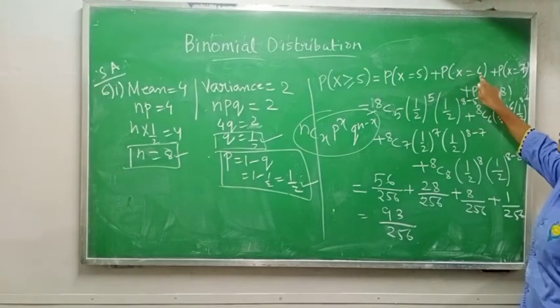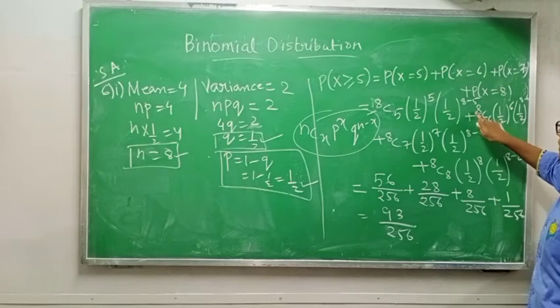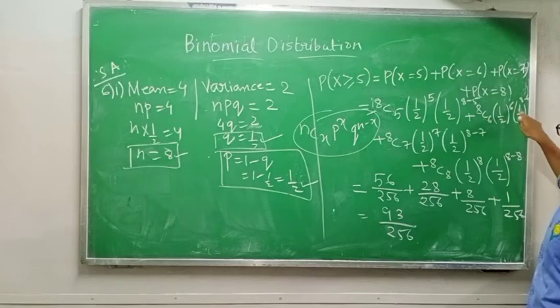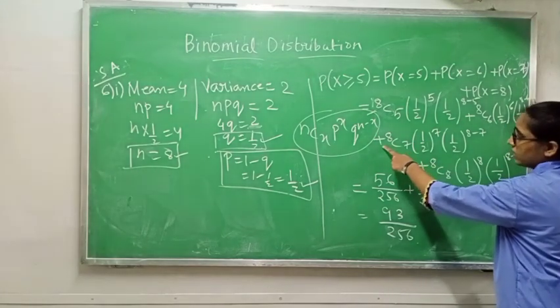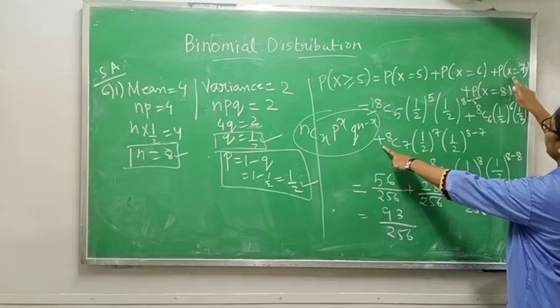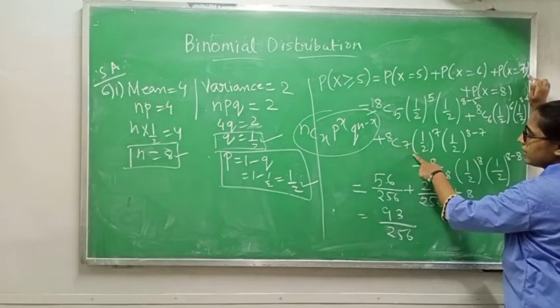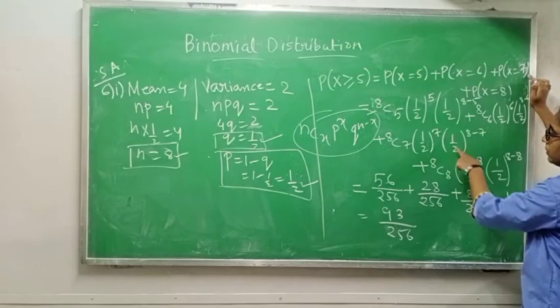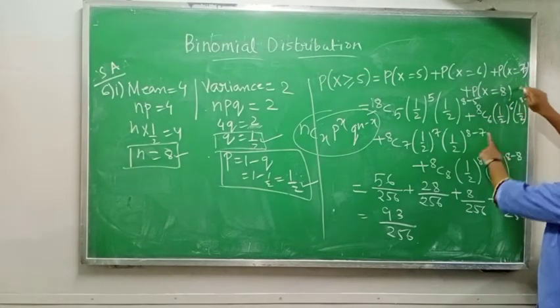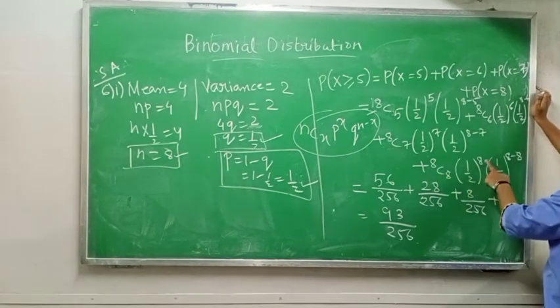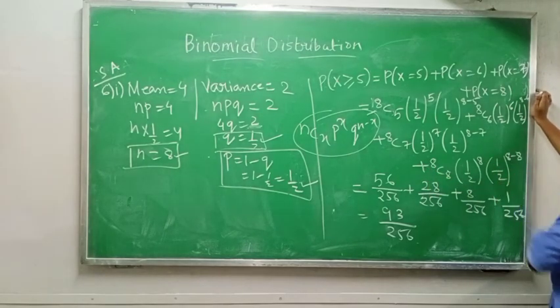I am writing P(x equals 6). Again, n will remain same, only x will change. So it will become 8c6, 1 by 2 power 6, 1 by 2 power 8 minus 6. n minus x, it means 8 minus 6. Again plus. Now P(x equals 7) means 8c7, 1 by 2 power 7, 1 by 2 power 8 minus 7. Then plus x equals 8: 8c8, 1 by 2 power 8, 1 by 2 power 8 minus 8.